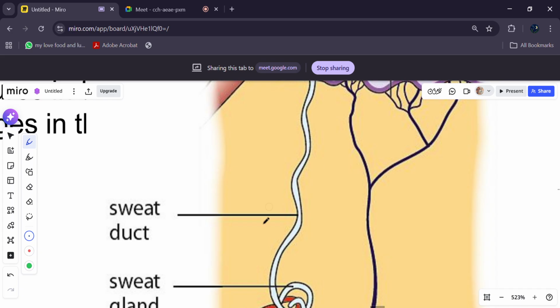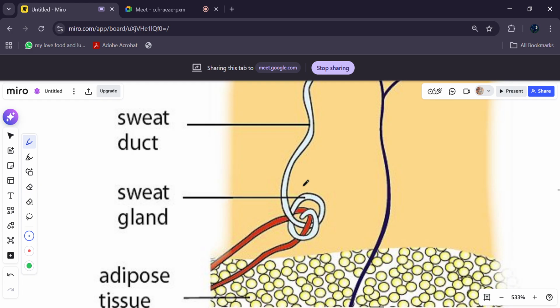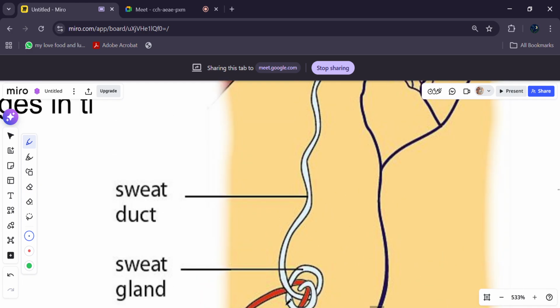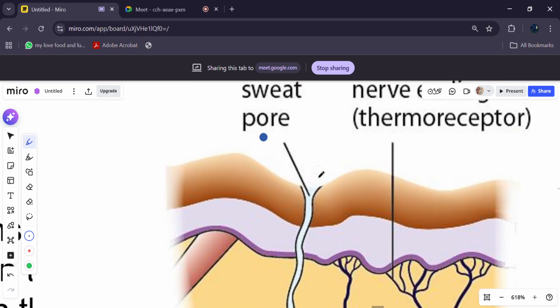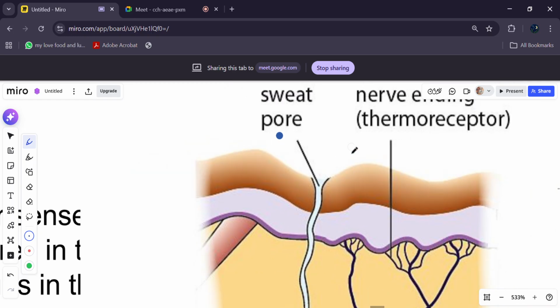You see this sweat duct? This is the duct. This sweat gland is an exocrine gland, and the sweat travels through the sweat duct to arrive at the sweat pore, allowing sweat to arrive at the skin.